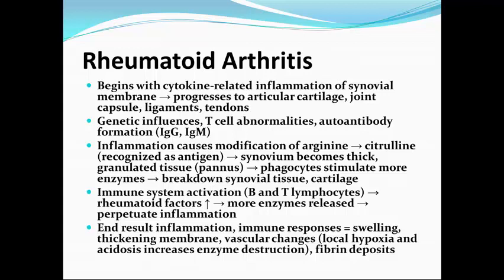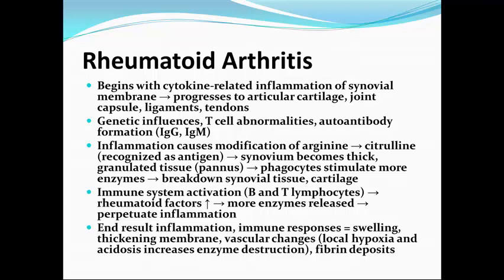When we think about what actually causes this rheumatoid arthritis, we have a pretty positive sense that there are some genetic influences, probably again in that HLA gene matrix. There have been T cell abnormalities as well as inflammatory cytokines and autoantibody formation implicated. So what happens in this inflammatory cytokine-related disorder is that the inflammation causes modification of arginine to citrulline. And as a result, the body recognizes citrulline as an antigen. And we can actually test for antibodies against the citrullinated proteins. This is probably one of the most specific and sensitive tests for rheumatoid arthritis. It is estimated to be about 90% specific.